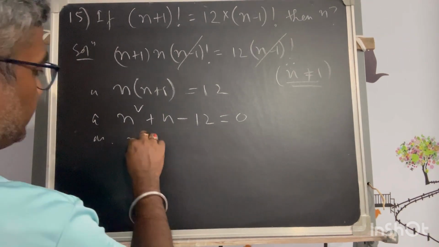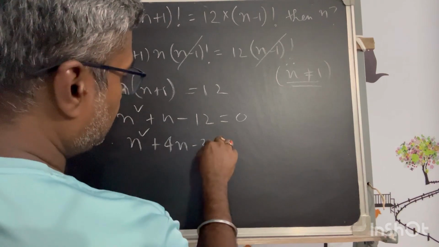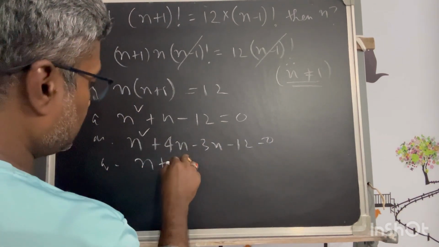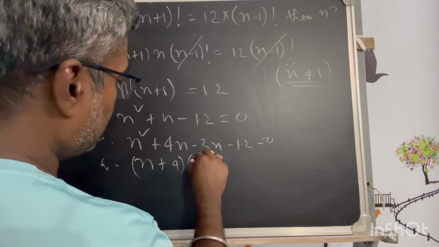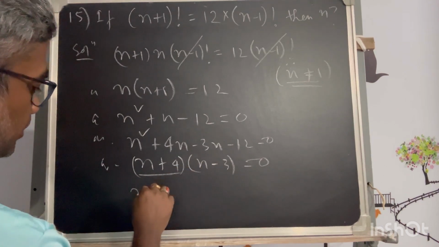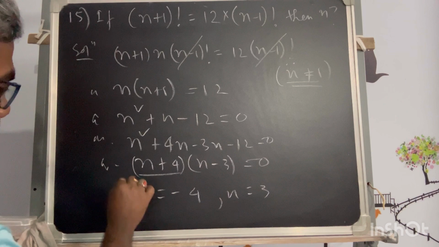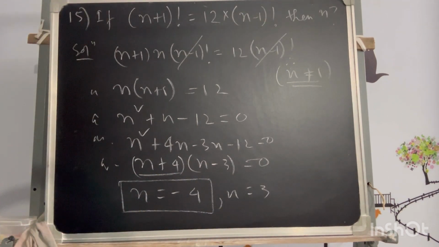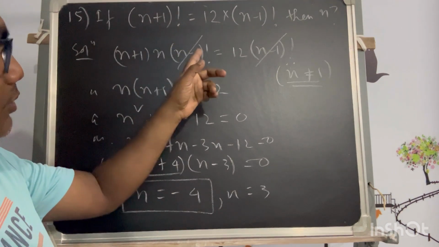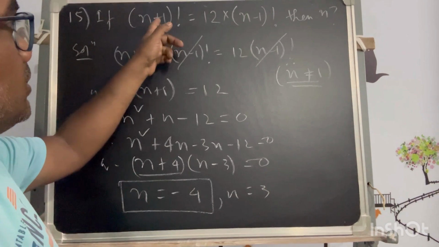So if I am able to factorize it into 2 parts, let's say if I do it, it is happening. So (n plus 4)(n minus 3) equal to 0. So now n could be minus 4 and n could be 3. Now whether we can take it as a real solution, because we are doing factorial.